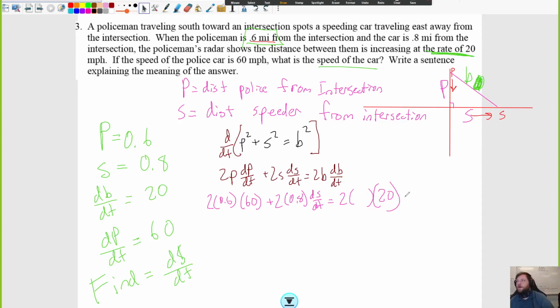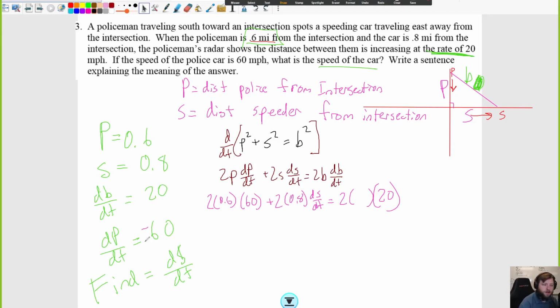Now, one thing we didn't deal with in the last problem is negatives. This police car is 0.6 away. This is 0.8 away. But when the police radar shows the distance between them is increasing at a rate, and the speed of this police car is 60 miles per hour, but the police car is going down, that means this P is actually going to be shrinking because he's going south. So what we actually say right here is that's actually going to be negative.